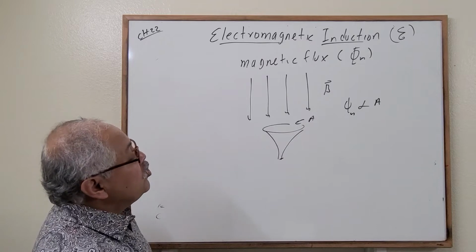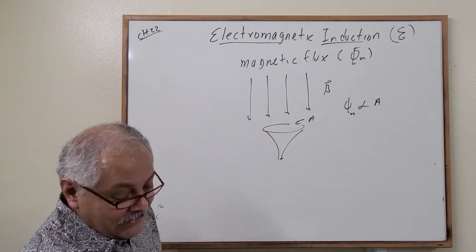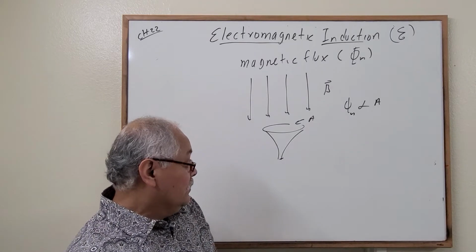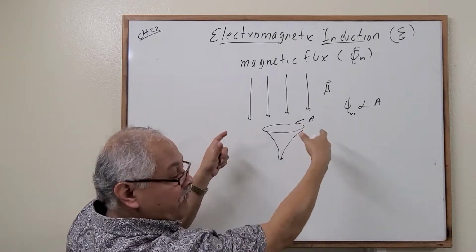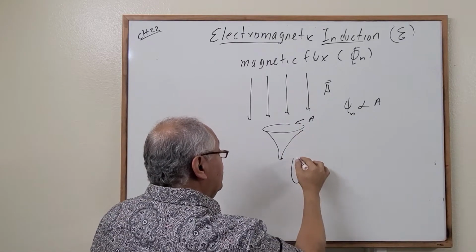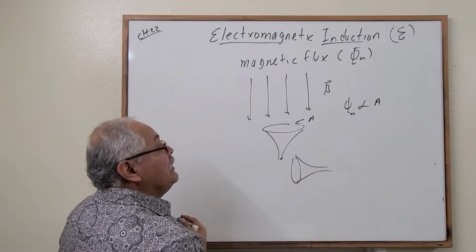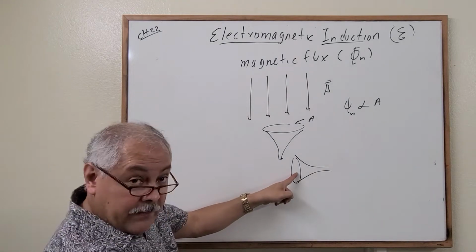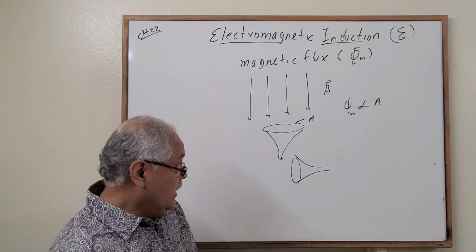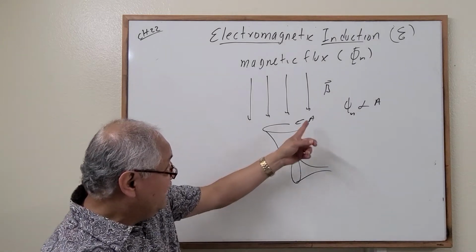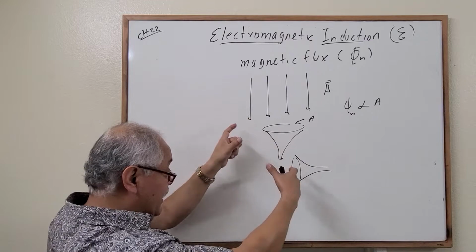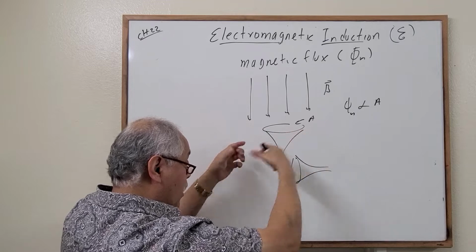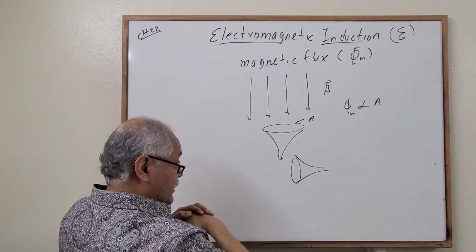Perfect. Also, the magnetic flux depends on the angle, right? If we change the angle of the funnel, imagine it's a funnel one more time, and now let's change the angle, correct? In this case, we have no magnetic flux going through this area, or being collected, right? Means what? That the magnetic flux also depends on the angle of this collector, of this object, of this section, correct?